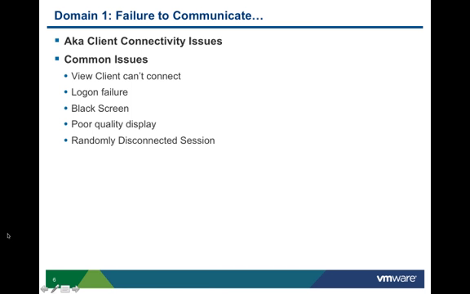So let's take a look at the first problem domain, failure to communicate. This is really about client connectivity issues. Some of the common issues we see is that the View client can't connect to the View connection server. There may be a logon failure where the user or user's password is not accepted by View connection server itself. The user may experience a black screen when they do attempt to connect to their virtual desktop. A poor quality of display would indicate some kind of problem with the display protocol, or maybe what appears to be a randomly disconnected session.